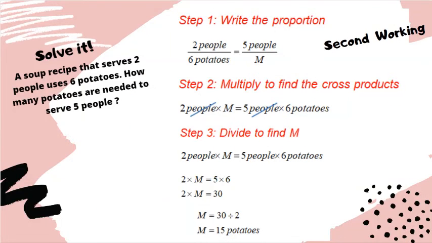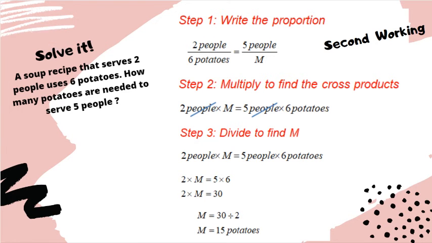Another way, we can also use cross products to find the missing term in a proportion. By using the same example, a soup recipe that serves 2 people uses 6 potatoes. How many potatoes are needed to serve 5 people? First, write the proportion using a letter M to stand for the missing term. Second, we find the cross products by multiplying 2 times M and 5 times 6. Then third, divide to find M. You may just cross out the word people to reduce confusion.